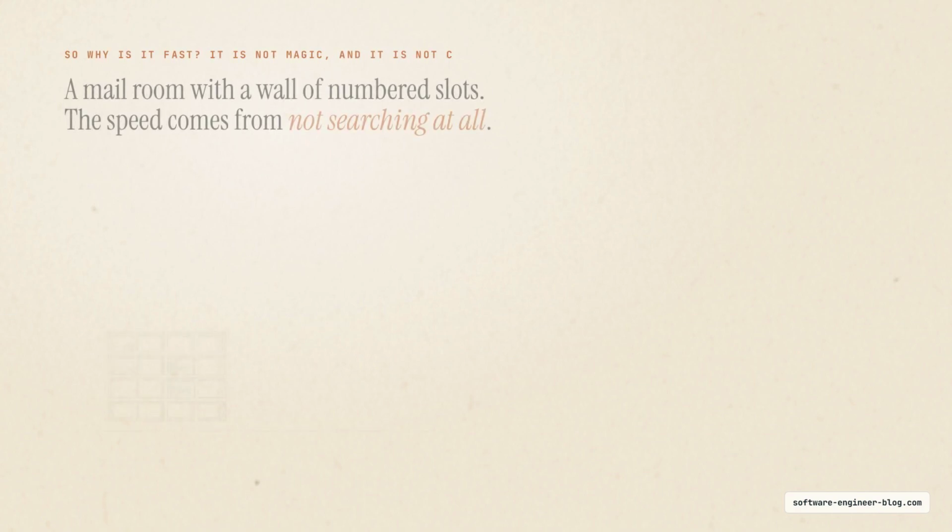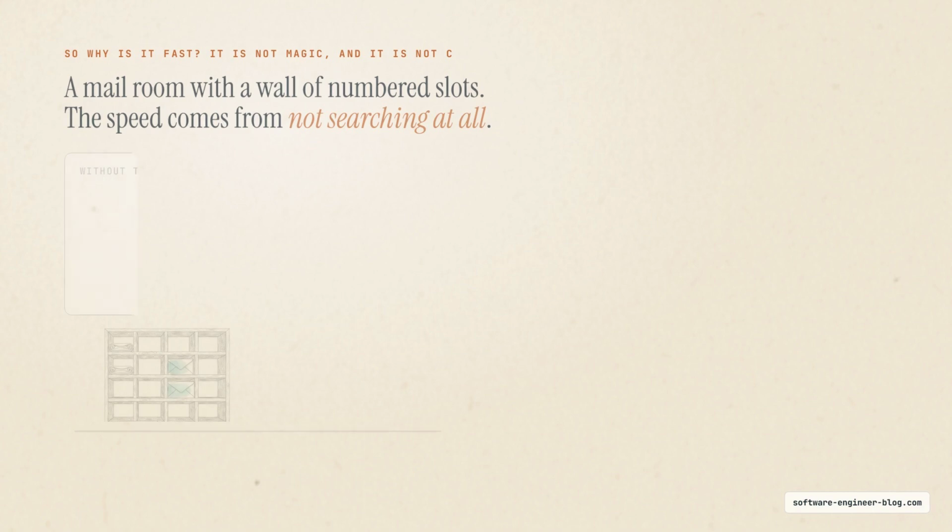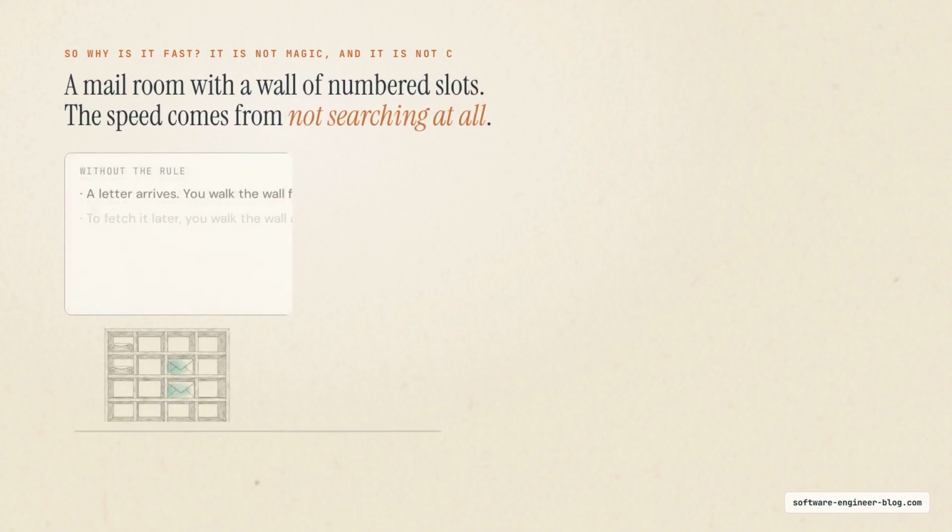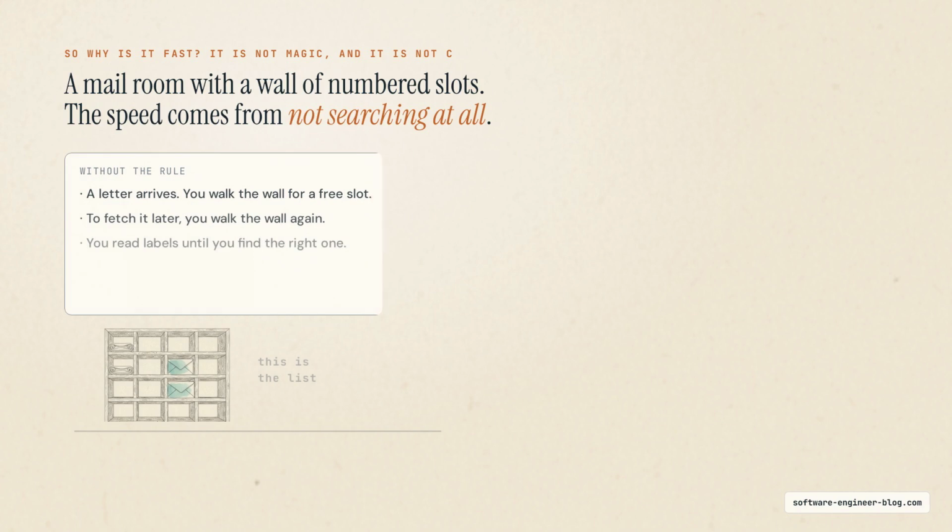Before any code, here is the machine that makes it obvious. Picture a mailroom with a wall of numbered slots. The slow version works like a list. To file a letter, you walk along the wall looking for a free slot. To fetch it back, you walk the wall again, reading label after label. 200 slots means up to 200 looks.